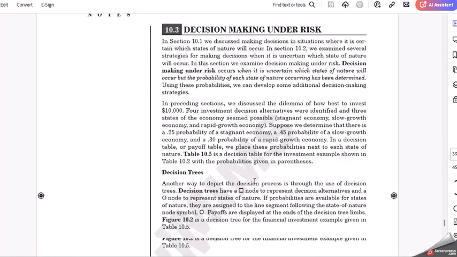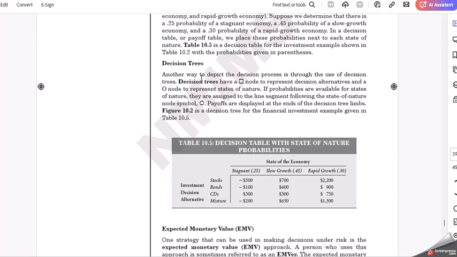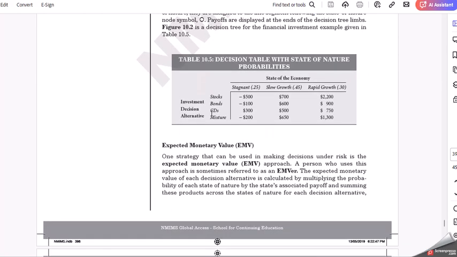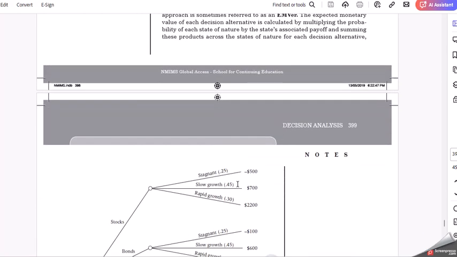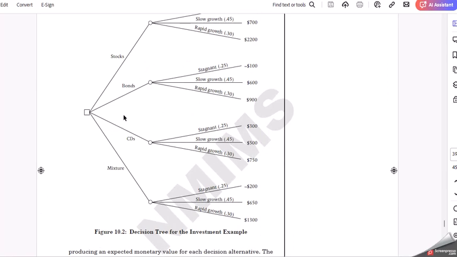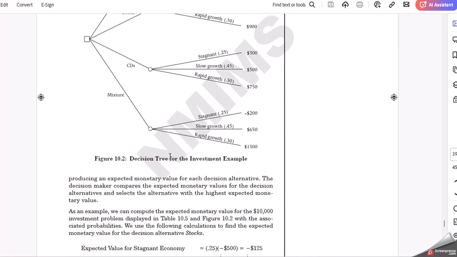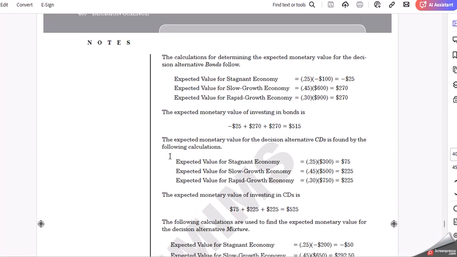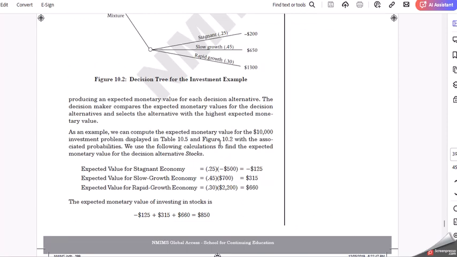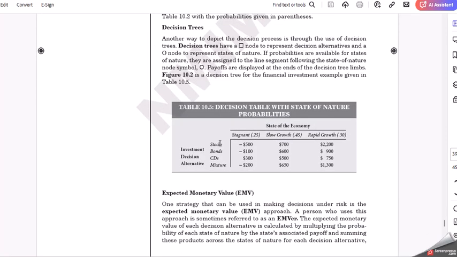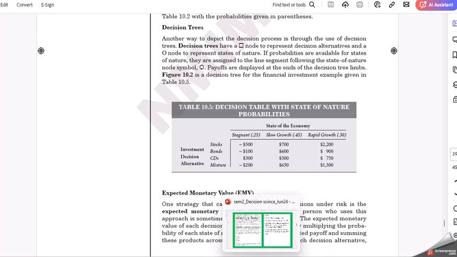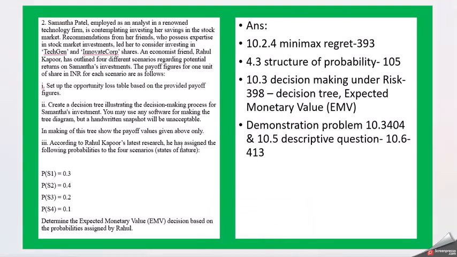Page 398, decision making under risk. This is the decision tree. Basic explanation has been given about the decision tree and expected monetary values, and this is what is called a decision tree. Here there is an example of how the problem is being solved. You can refer to this problem, which will help us to solve the problem given here.